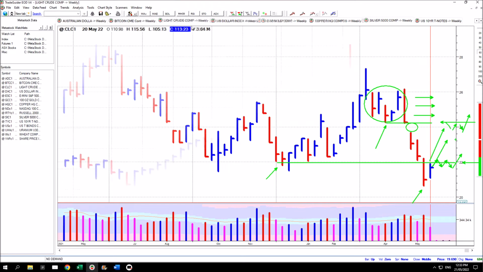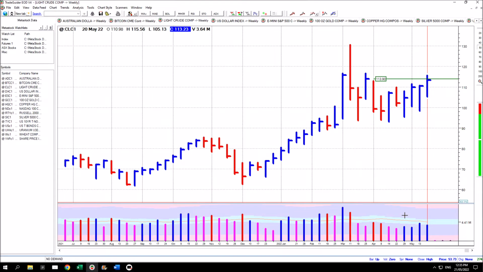Okay, next market is light crude futures. Light crude futures should have been receiving strong headwinds from the strength in the US dollar. But this market has been showing incredible strength really, and that's allowed price to continue higher.